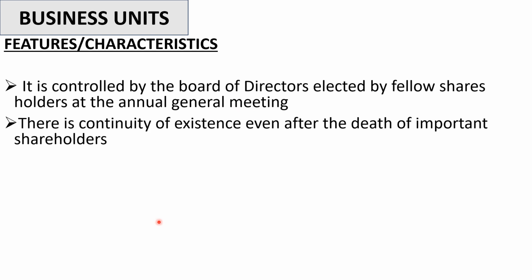Okay. Also, there is continuity of existence even after the death of important shareholders, unlike partnership and sole trade, where if one person dies in sole trade, the business dies, or in partnership, if even one partner dies, of course there will be no continuity. So for a public limited company, there's always continuity even if important people die.